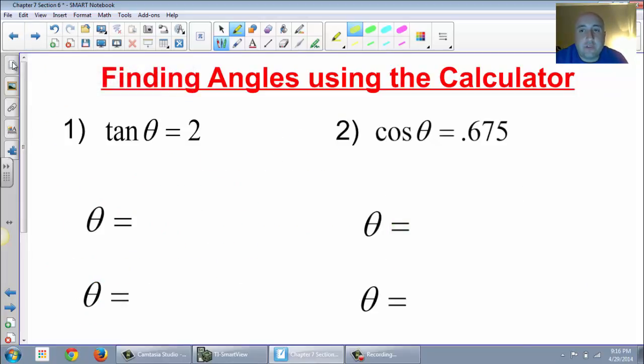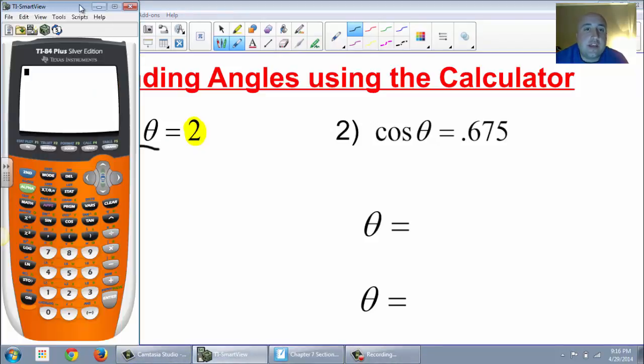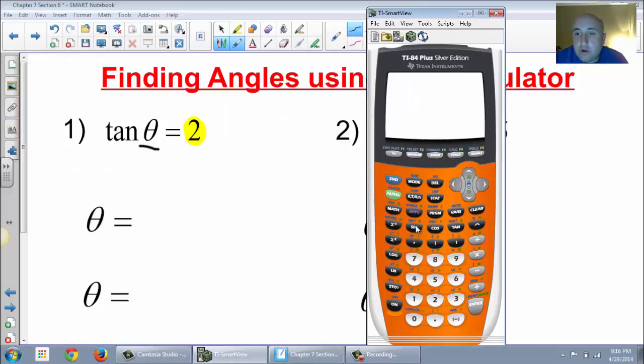All right, so page 1, finding angles using the calculator. Now they're going to give us the tangent, and they want us to find the angle. How we do this is we use our calculator. If you notice, right above sine, cosine, tangent, it says sine to the negative first, cos to the negative first, and tan to the negative first. That negative first power means inverse, which means it does the opposite of what we've been doing. So if I go to mode, I see my calculator is in degrees.